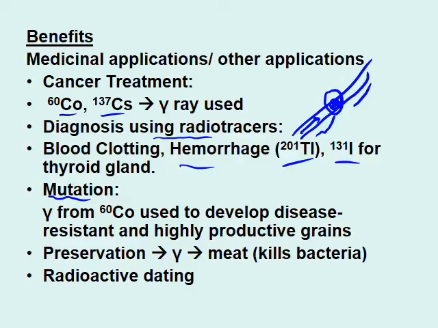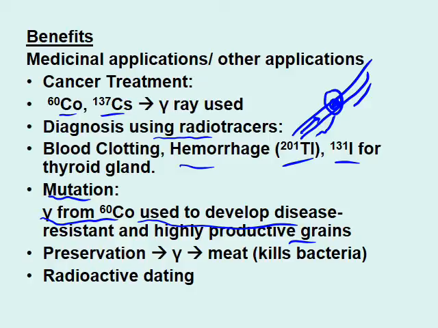Different radiations are also used for mutation purposes. Sometimes through mutation, one can get a better kind of seeds, better kind of fruits. So gamma rays from cobalt could be used to develop disease-resisting and highly productive grains. Scientists have been doing experiments on these, and they have succeeded in doing that in many cases.